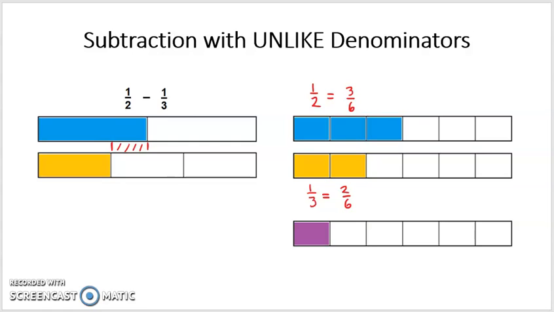And so modeling this subtraction problem with fraction strips, we're going to use the takeaway model. We take 3 things, 3/6, take away 2 things, 2/6, and we're left with 1/6.